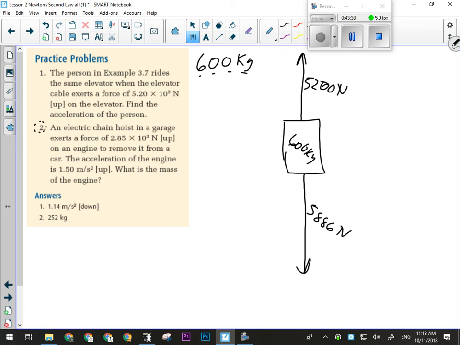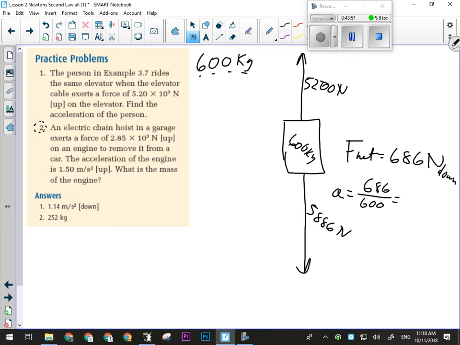And this is how an elevator lowers, right? It just exerts less force upwards than it did when it was actually lifting, so it doesn't have to work as hard. So when we do this, we're going to have 686 newtons downwards as our net force. Okay, and that's going to be down. So now we can calculate the acceleration, 686 divided by 600.